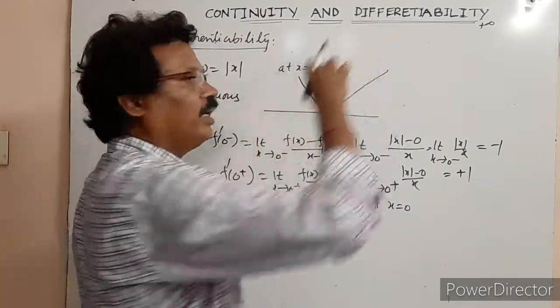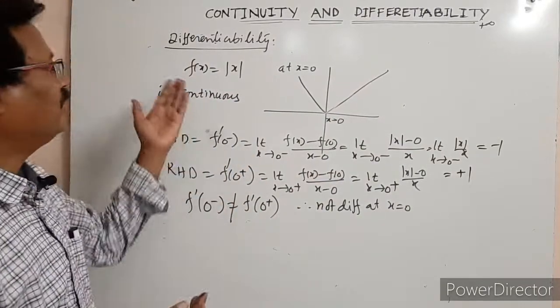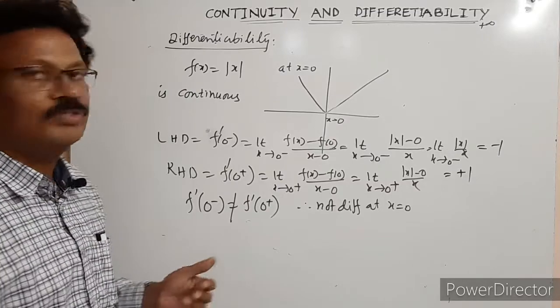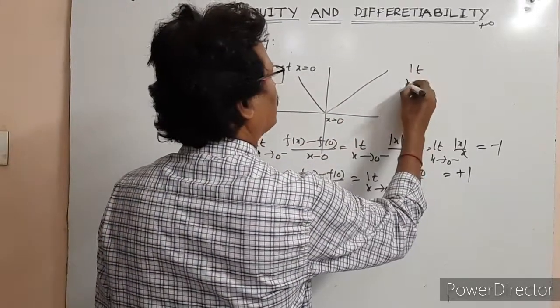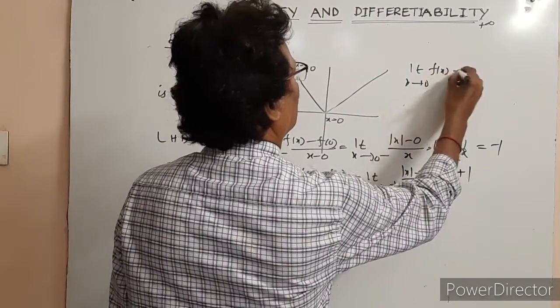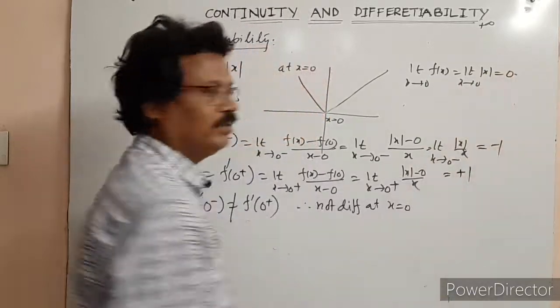This graph is going like this, therefore it is continuous at x is equal to 0. Or if you find the limit, it is also equal to f of 0, that's why it is continuous. If you see that limit, what is the limit? Limit x tending to 0, f(x) is equal to what? Limit x tending to 0, mod x is equal to 0, 0 only.